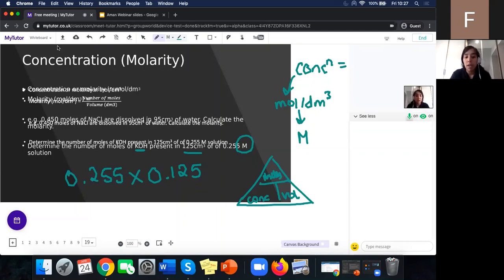Remember, significant figures start with the first non-zero number. So when you type that in, you should get 0.255 times 0.125 will give you an answer of 0.31875. And so what you need to do to convert that into significant figures, it will be 0.319. Excellent, well done to everyone giving me the correct answer. So just remember, significant figures is the first three non-zero numbers. Okay.